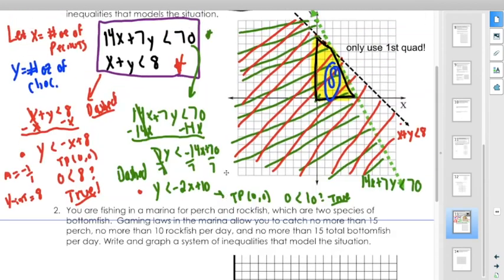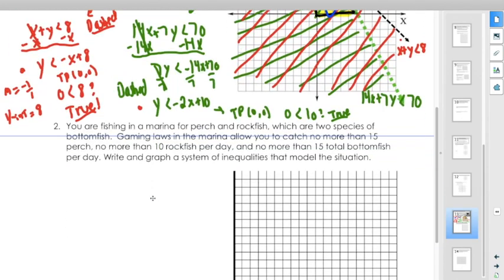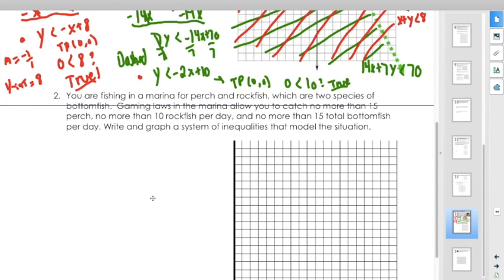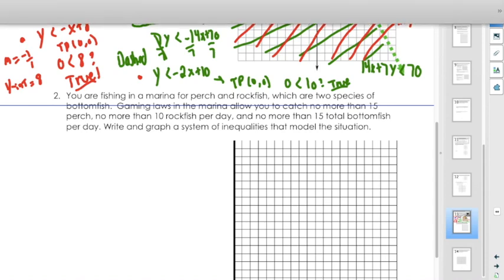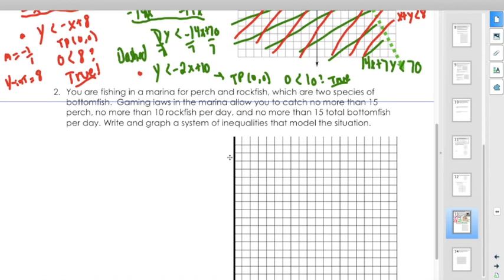Let's go on to number 2. You are fishing in a marina for perch and rockfish. I don't know who does that, but which are both two species of bottom fish. Now, gaming laws in the marina allow you to catch no more than 15 perch and no more than 10 rockfish per day, and no more than 15 total, right? So you can't catch more than 15 perch and or rockfish in one day.